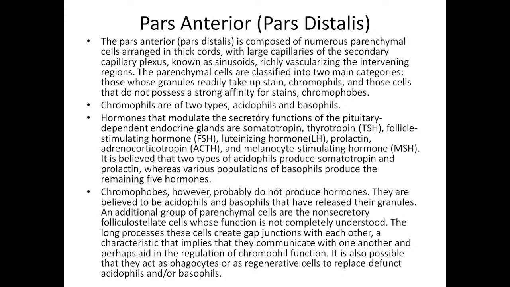Chromophobes, however, probably don't produce hormones. They are believed to be acidophils and basophils that have released their granules. An additional group of parenchymal cells are the non-secretory follicular stellate cells, whose function is not completely understood. The long processes of these cells create gap junctions with each other, a characteristic that implies that they communicate with one another and perhaps aid in the regulation of chromophil function. It's also possible that they act as phagocytes or as regenerative cells to replace defunct acidophils and/or basophils.